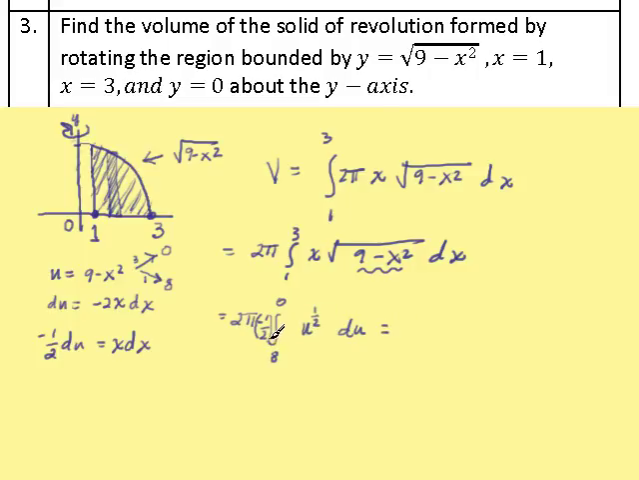Okay, outside over here, these two cancel. We have a minus pi out on the outside. And then let's see, we just integrate u to the 1/2. That's u to the 3/2 times 2/3. And we're going to evaluate between 0 and 8. So when we substitute in 0, we get 0. And now let's substitute in 8. So we have 8 to the 3/2.